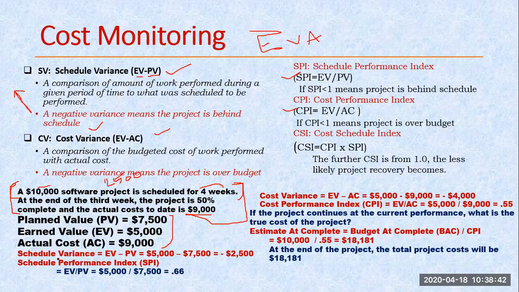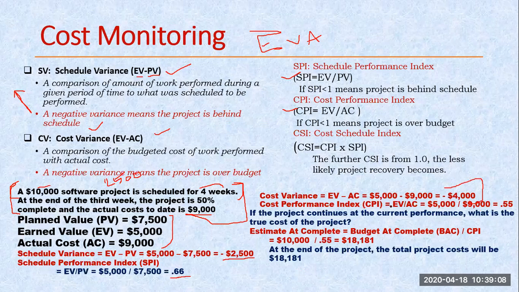Now next I need not do anything. Just fill these values in these relations, and we get the different values. This negative value means we are behind the schedule, and here it shows how much: nearly 44% behind the schedule. Similarly, we calculate the cost variance. So how much have we spent more? We had already spent 4,000 more.